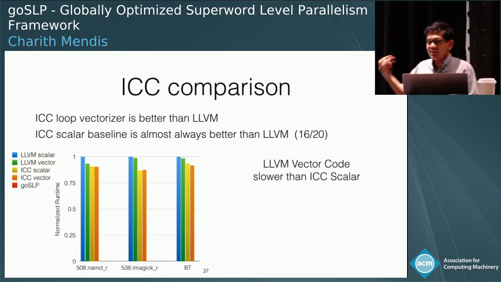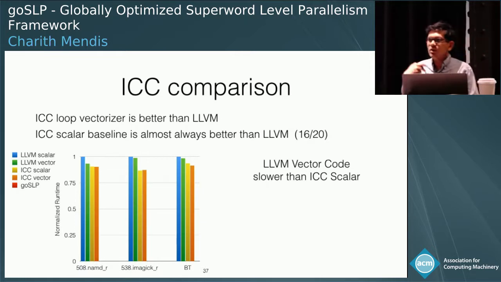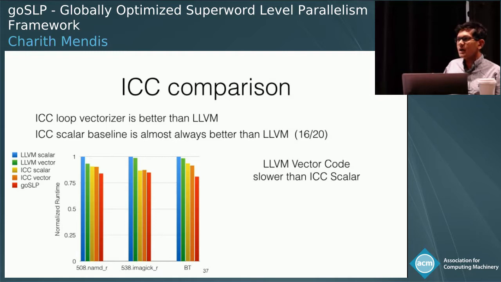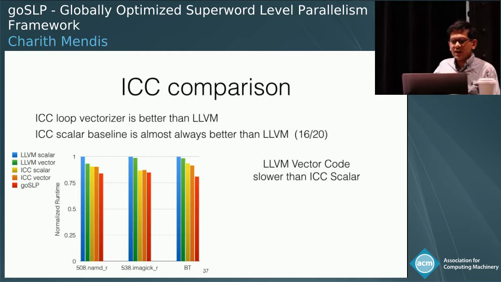Then we turned on ICC's vectorizers. It does somewhat better than its scalar code. But notably, when we replace LLVM's SLP with goSLP, we outperform ICC's implementation for these three benchmarks, even when starting from a bad scalar baseline.